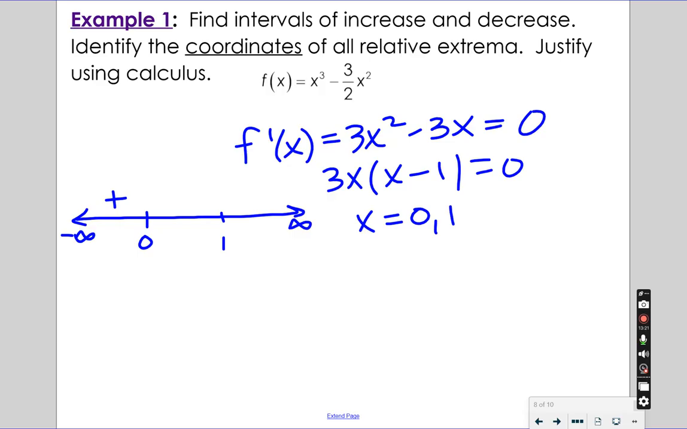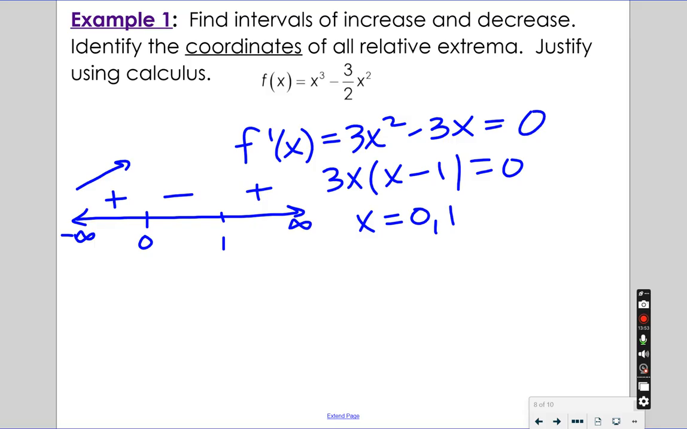Alright, then a number between 0 and 1 would be like a half. So if I plug in a half here and a half here, that would be positive times negative. So negative. And then something bigger than 1, let's say 2. If I plug that in here, I'd have positive times positive, which is positive. Now I can look at this and see where is it increasing. Negative infinity to 0 and 1 to infinity. I can see it's decreasing from 0 to 1.